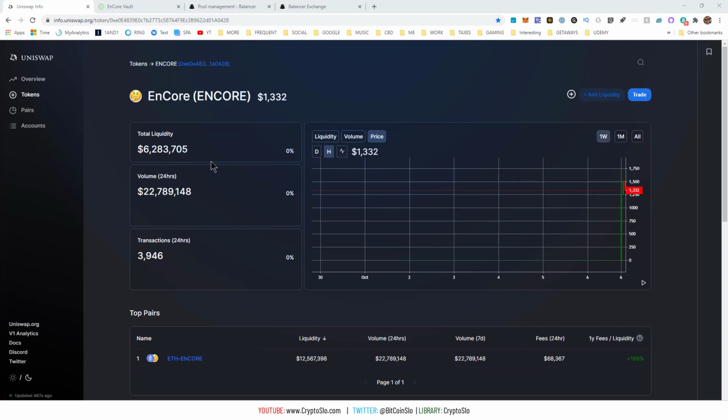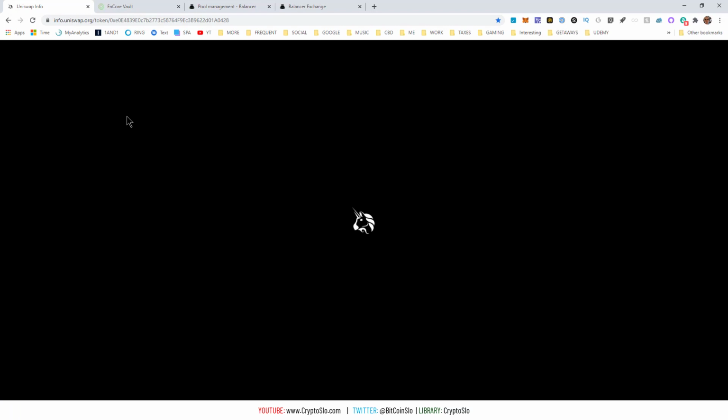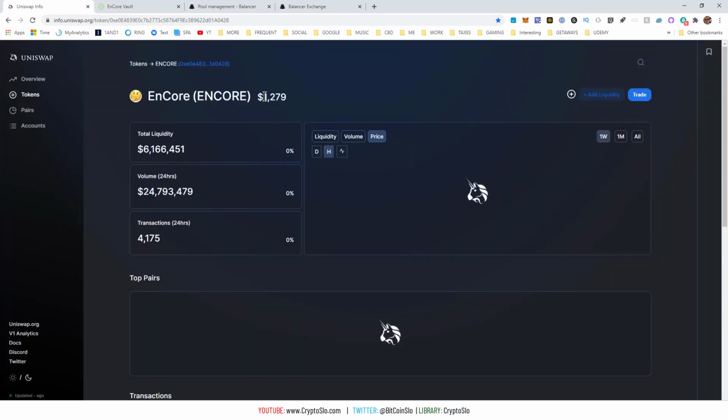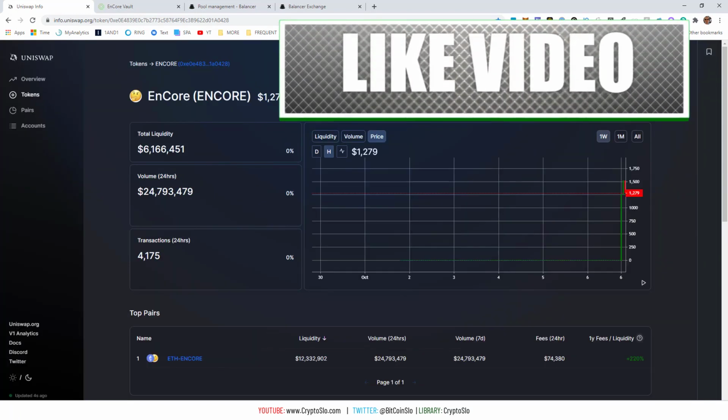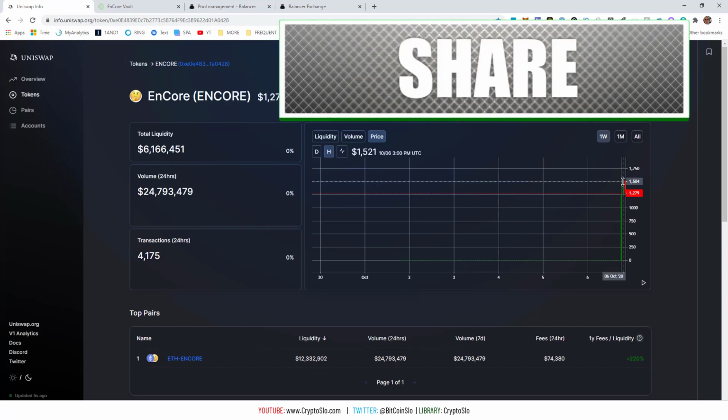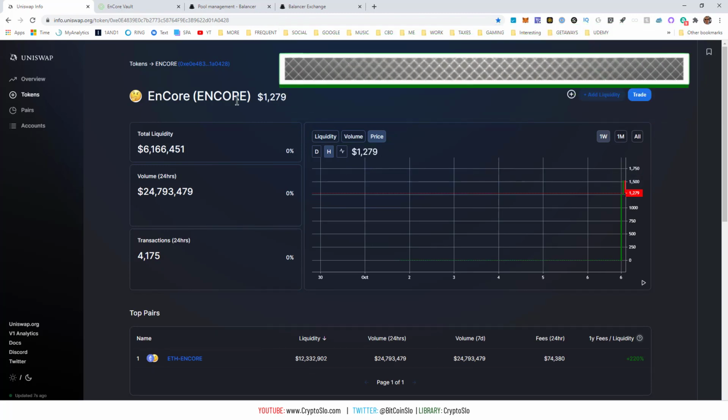What's going on, guys? Quick video on Evault.Finance with the Encore token. So they had the reverse liquidity event, which a lot of people did not understand what they were actually doing. But what they were doing was supplying liquidity for the launch. And as you can see, there is quite a bit of liquidity at the moment. It's at like 6 million, sitting at 1279, peaked out around 1500.